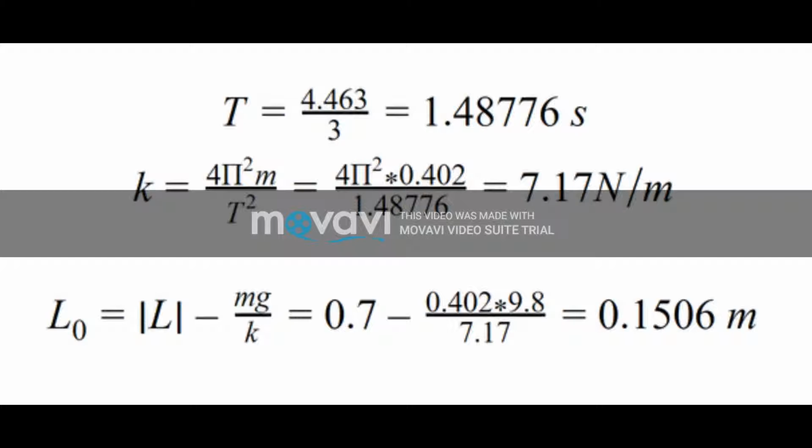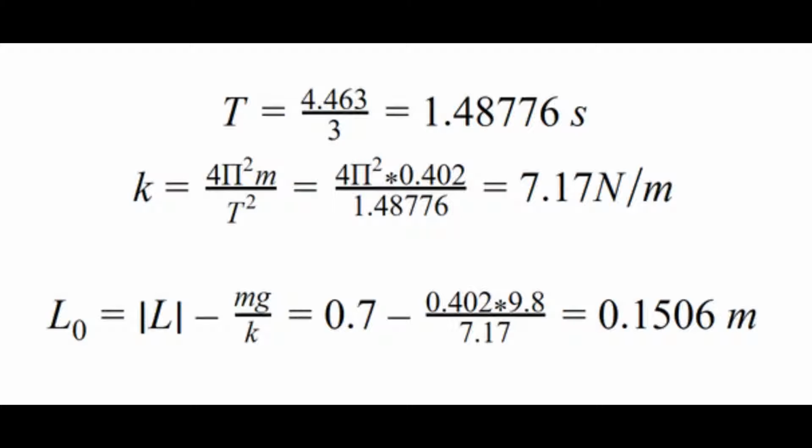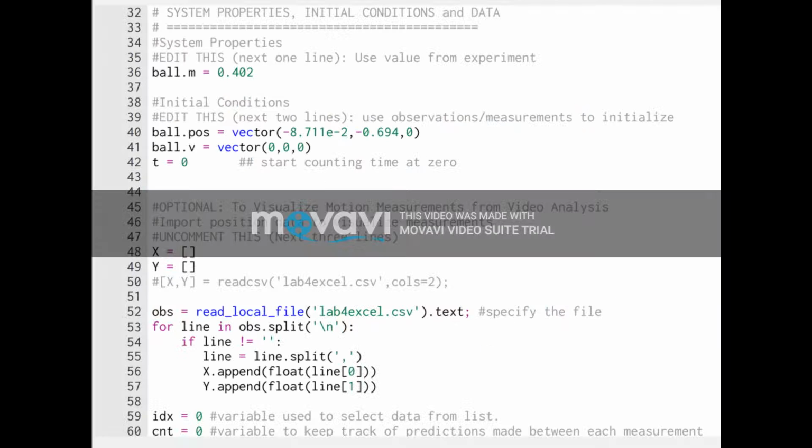Next, the relaxed length was found using the equation L sub 0 is equal to L minus mg over K. Once the values were plugged in, the relaxed length was found to be 0.1506 meters. After students created the Tracker model, they created a model using GlowScript.